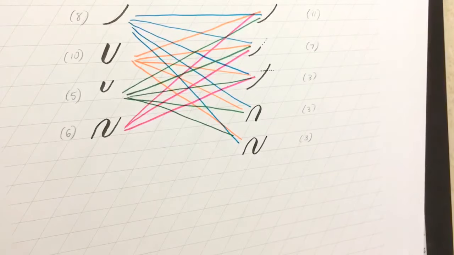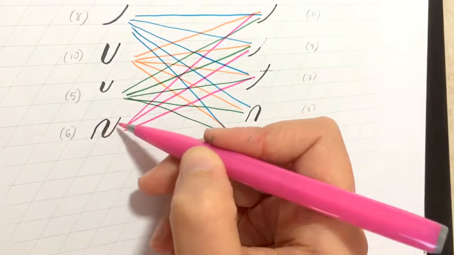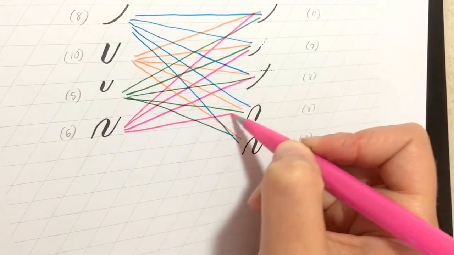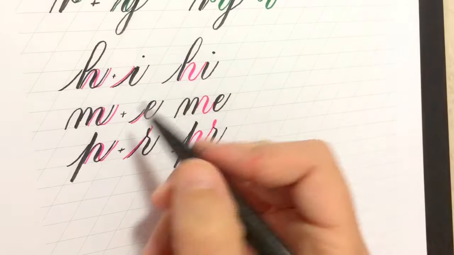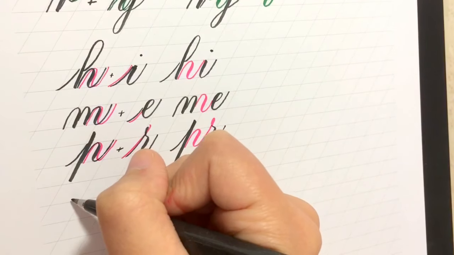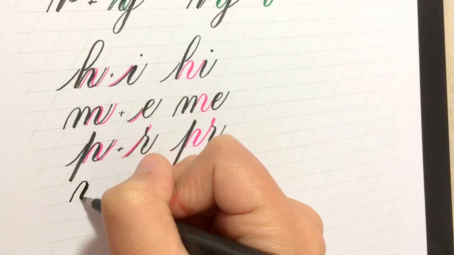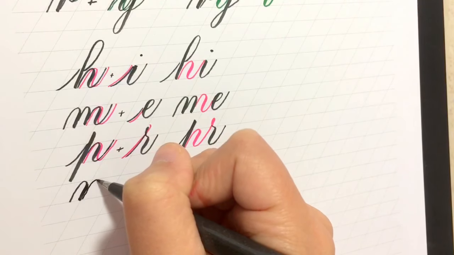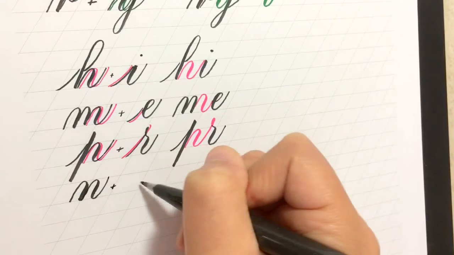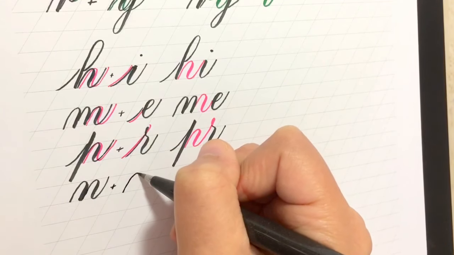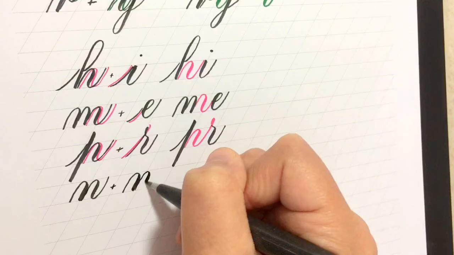Okay, this is where it's going to start to get a little more tricky. We have to connect a compound curve to the overturn. Let's just do, okay, so the letter N, we're connecting a compound curve. It ends with the compound curve. And it starts with an overturn, so that's the connection that we're practicing right now.